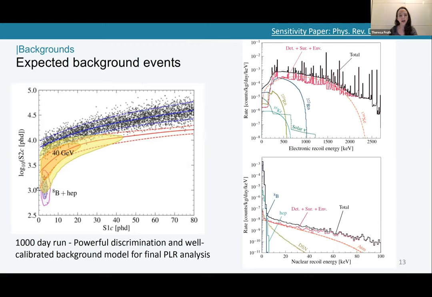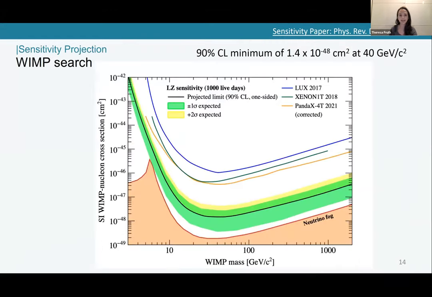This shows that we have powerful discrimination, but for us, it's really important to have a well-calibrated background model, because in the end, we do a profile likelihood ratio analysis. So we compare every event we get through analysis to the backgrounds and see whether it's more signal- or background-like. And that leads to the exclusion sensitivity projection here, where you can compare to just the XENON1T 2018 result and the PandaX-4T result from 2021. That would be over 1,000 live days projected to go to a minimum at 40 GeV of 1.4 times 10 to the minus 48 centimeters squared.